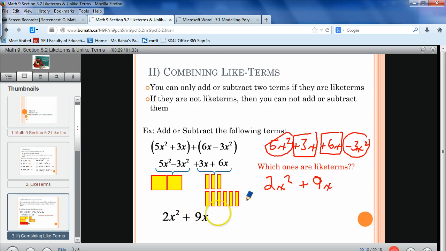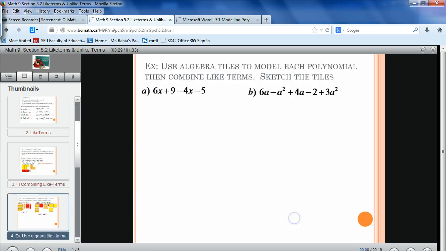Whatever way you like to see what the answer is, that is what the answer is. Exactly the same. Pick your poison. Which one do you like? Use it. Okay. Using algebra tiles to do these.